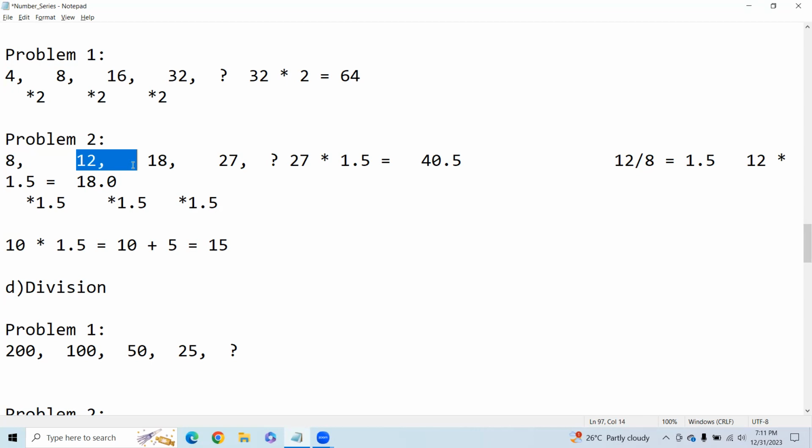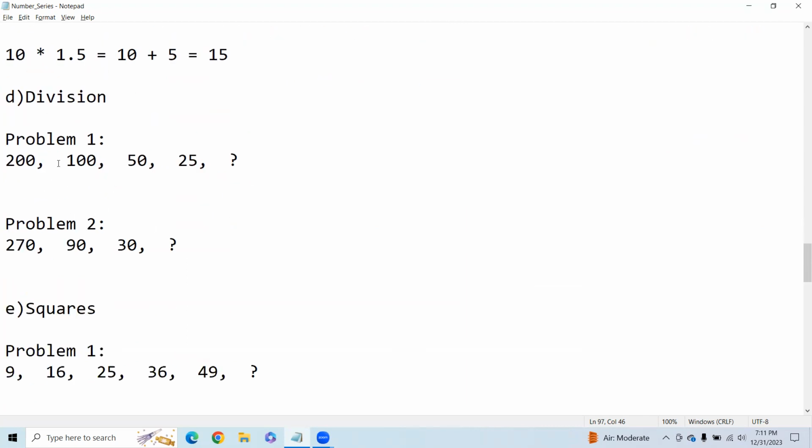12 plus half of 12. What is half of 12? It is 6. 12 plus 6 is 18. 18 plus half of 18. What is half of 18? 9. 18 plus 9 is 27. 27 plus half of 27. Half of 27 will be 13.5. So if you do 13.5 plus 27, you will get the same answer, 40.5. This can be a better way of doing any multiplication by 1.5, 2.5 kind of things. Now let's look at the next approach.